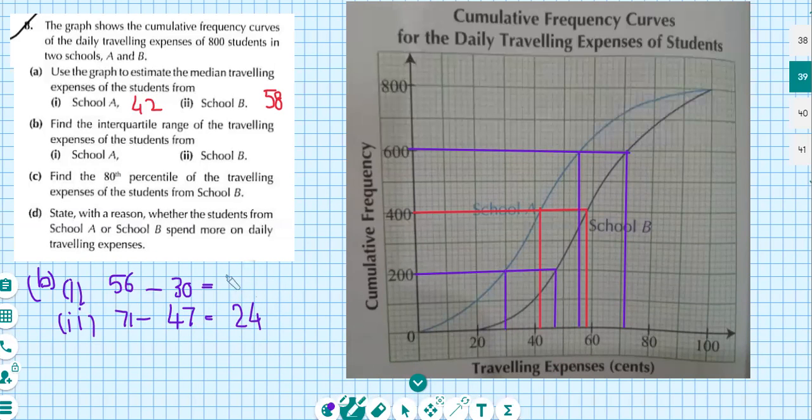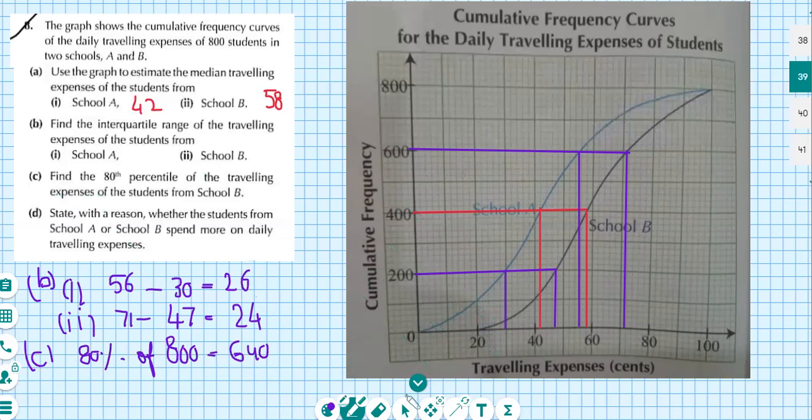Next part, part C. Find the 80th percentile of the traveling expenses of the students from school B. So the 80th percentile means 80% of total. Total is 800. So it will be 640.